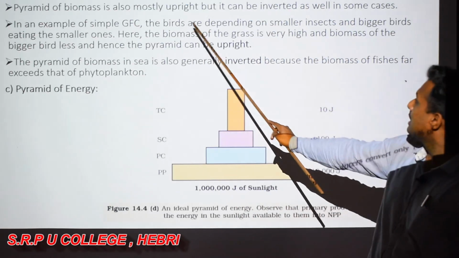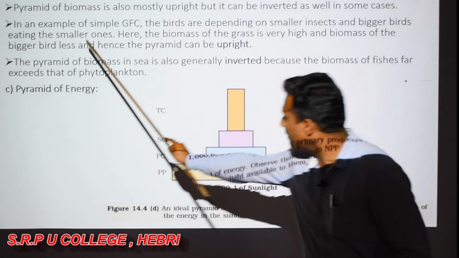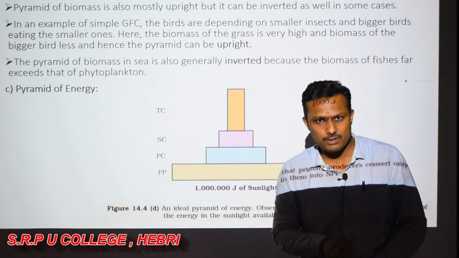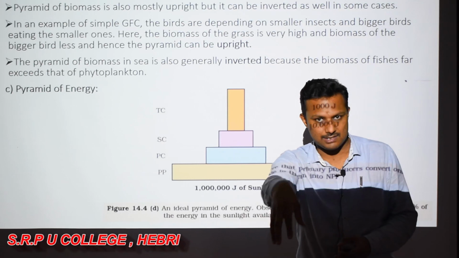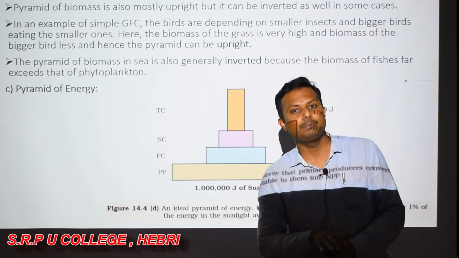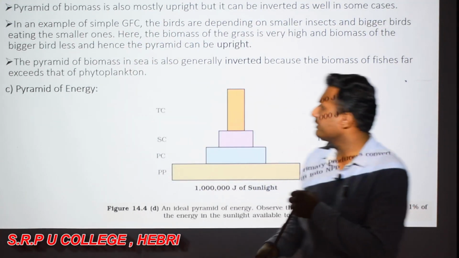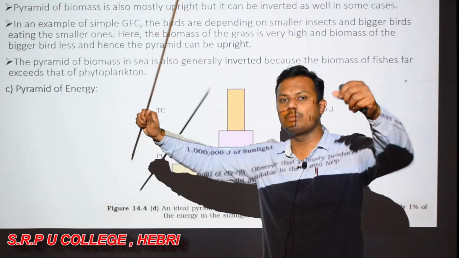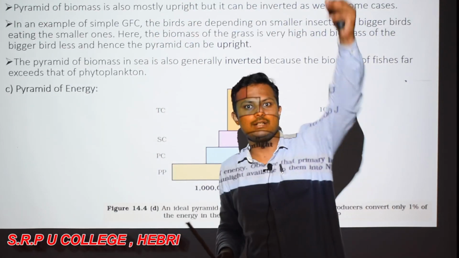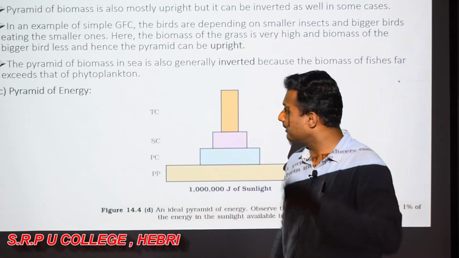Here the birds are depending upon the smaller insects, and bigger birds are eating the smaller ones. Here, some small birds are eating the small insects. Insects in turn are feeding upon maybe the smaller plants, right? So this is a normal grazing food chain, and definitely you will see a decrease in the biomass from the level of the producer until the level of the tertiary consumer. You can see the pyramid of biomass can be inverted, as I said.